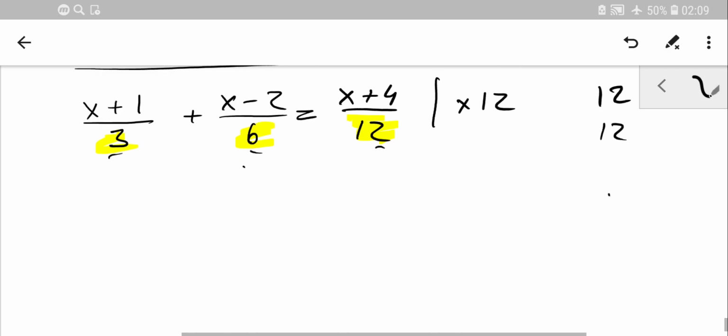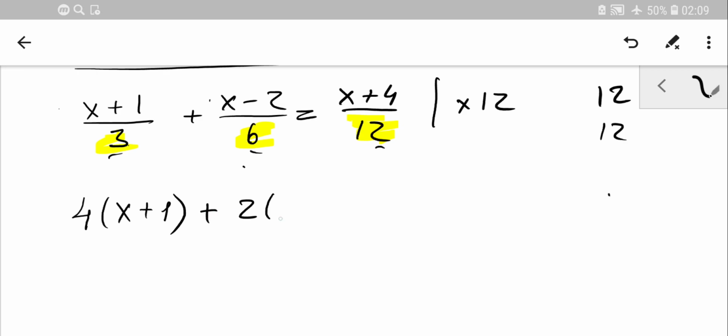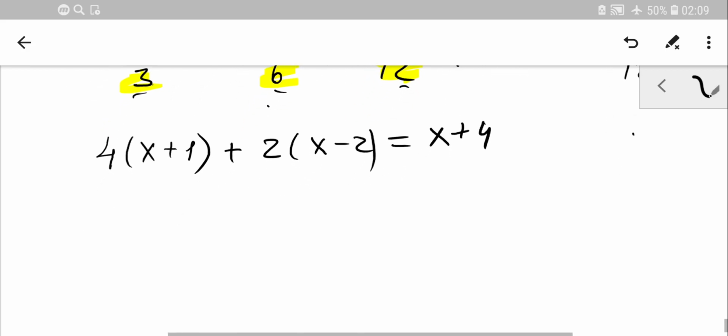I can do it mentally. If we multiply by 12 here, so 12 on the top and 3 on the bottom will be cancelled. So you'll be left with 4 on the top, okay? So next one, 12 by x minus 2 over 6. So 12 and 6 will be cancelled, and you'll be left with 2 multiplied by x minus 2. And on the right side, 12 will be completely cancelled. So you'll be left with x plus 4.